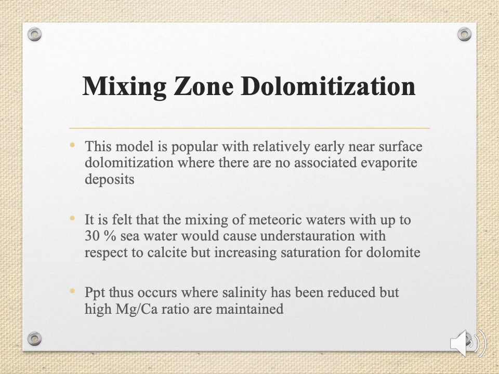Now, the mixing zone model is popular with relatively early near surface dolomitization, especially when there are no evaporites associated. Now, it is felt that the mixing of meteoric waters with up to 30% seawater would cause undersaturation with respect to calcite, but increased saturation for dolomite. The precipitation thus occurs where salinity has been reduced, but a high magnesium calcium ratio is maintained.